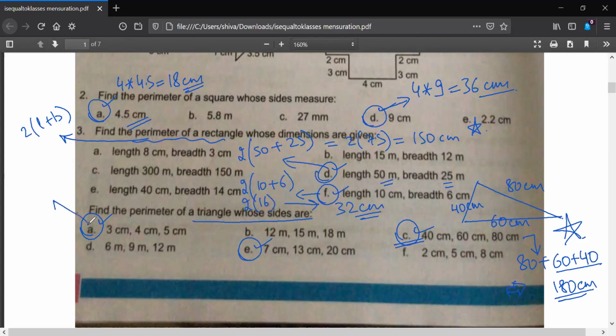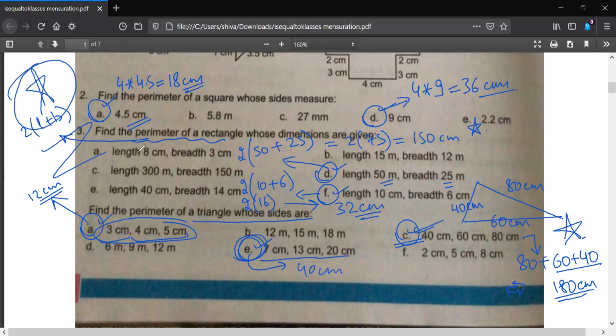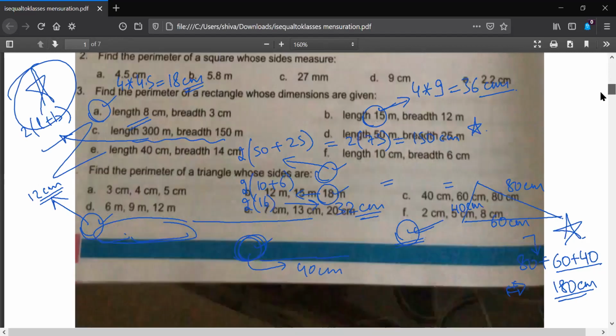12 centimeters. 5 plus 4 plus 9 plus 3 is 12 centimeters. Here I just need to add these three sides. That is it. What will be the answer for this? 40 centimeters. 20 plus 20, 40 centimeters. Very nice. So these are the simple problems that we can do for perimeter.